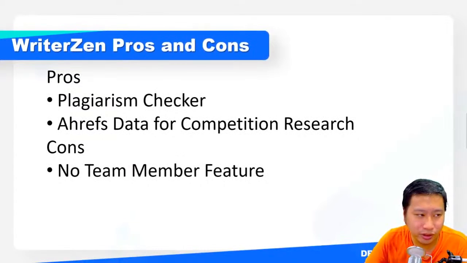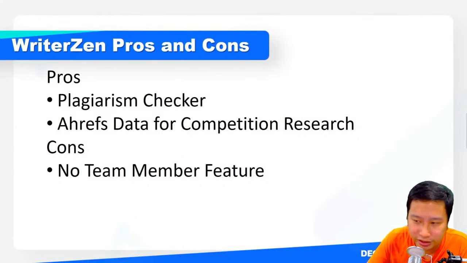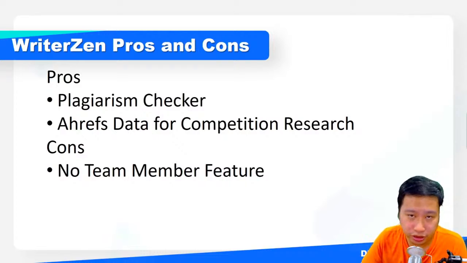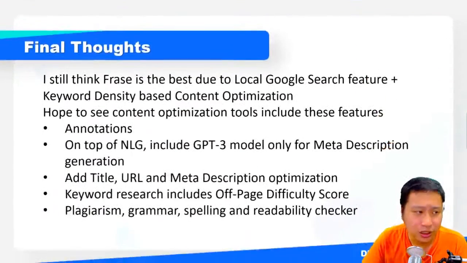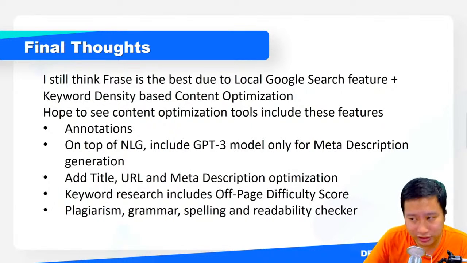Okay, and then for WriterZen, it has a plagiarism checker, it has Ahrefs data for competition research, but there is no team member feature right now. So some final thoughts: I still think that Phrase is the best due to the local Google search feature and the keyword density based on content optimization.